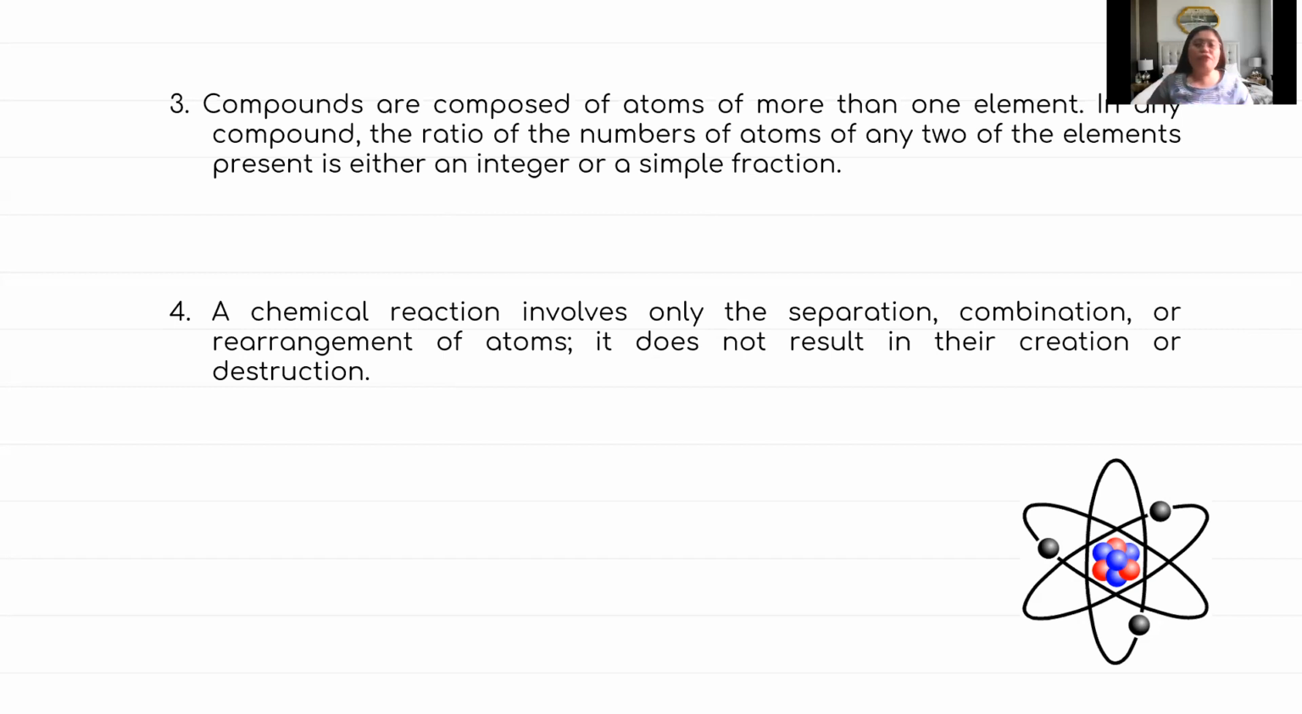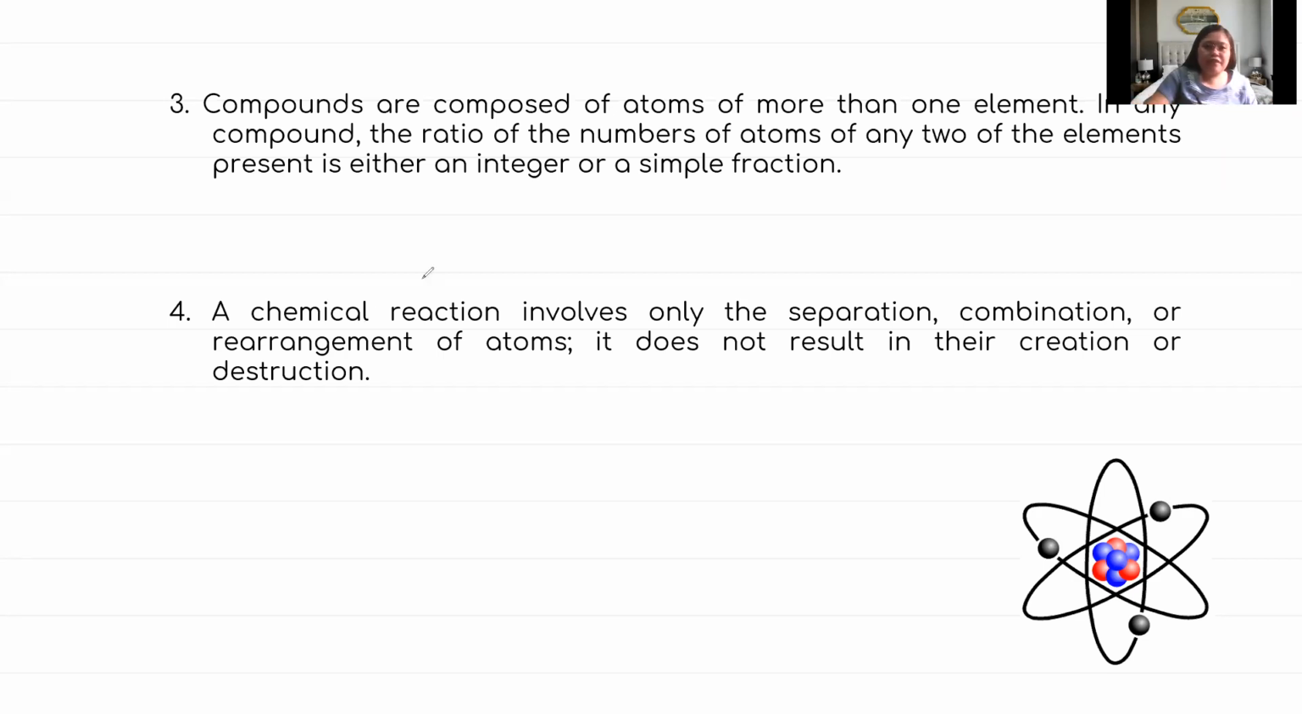They combine to form a compound. Again, when we mix the elements and they form bonding, we now call them compounds. Now, take note, in our compounds, the ratio of the number of atoms of any of the two elements present is either an integer or a simple fraction. Let me give you an example.